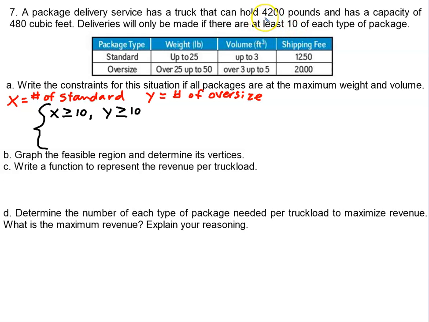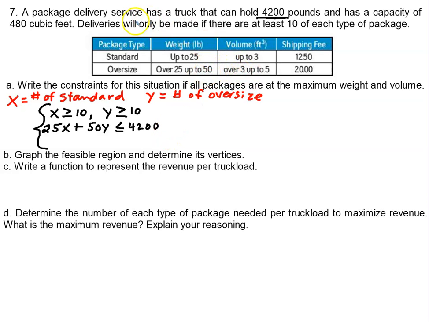Now let's do a constraint. Since we're given the maximum number of pounds and we're told how much each type of package weighs, or at least a range of how much they weigh, then that clues us in that that's going to represent another constraint. So for the standard, they're up to 25 pounds, so 25 pounds for each standard, and then added to that up to 50 pounds for each oversize, and that cannot exceed 4,200. So what we're doing here is basically defining the maximum.